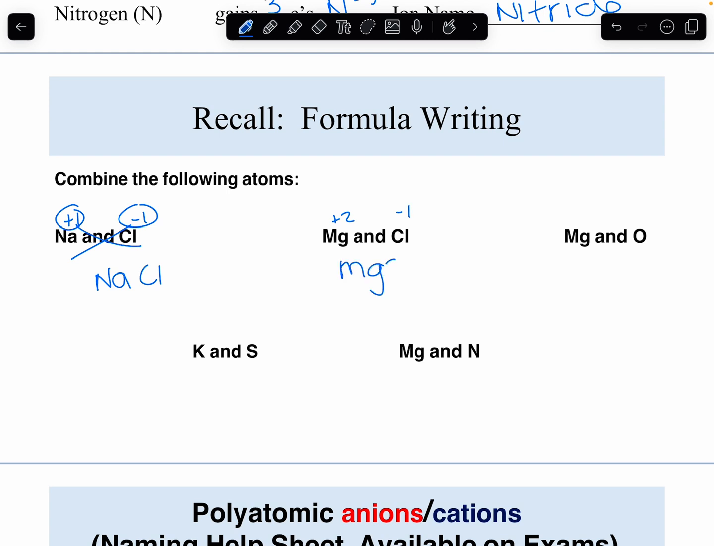Go ahead and pause the video and try the others on your own. Remember, when these are both 2s, they cancel each other out to become MgO. So that 2 comes down. Remember, we do not bring the plus or the minus down. We only bring the number. Okay?